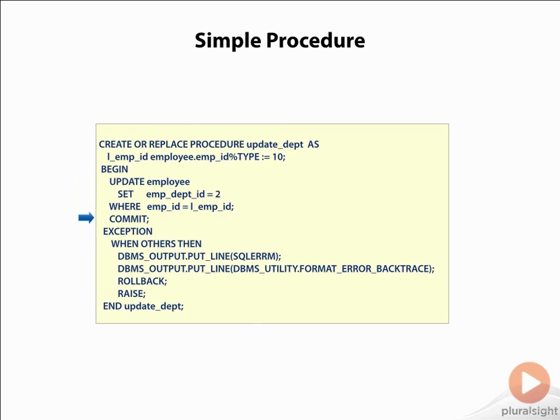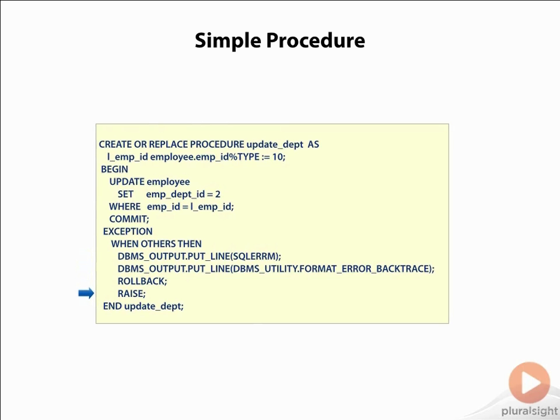We commit the changes. Then we have the exception section where we have the when others exception handler where using dbms output.put line we show the SQL error message as well as the exception stack trace. To learn more about exception handling and exception stack traces, please refer to the exception handling section in the part 1 course of this series. We roll back the update. Finally, we raise the error again to the client.